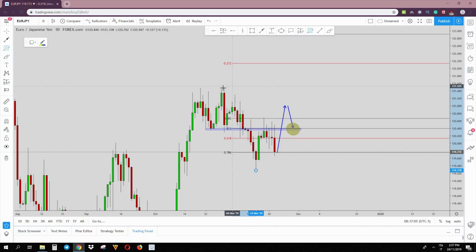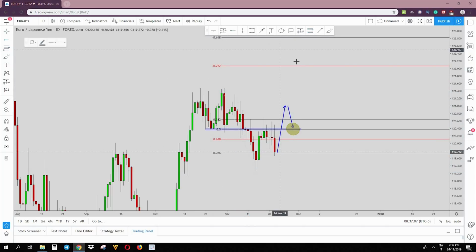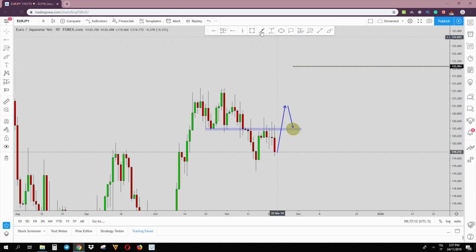So if we take our Fibonacci from the low to the high, you quickly realize that the -27 is at this area. So what we will be targeting as a target is the -27 of the previous weekly leg, so the retracement leg. And this will be a very nice target, but as usual, trading is reactive and not predictive.